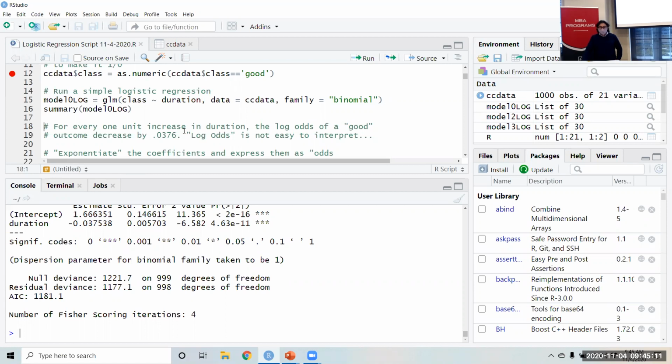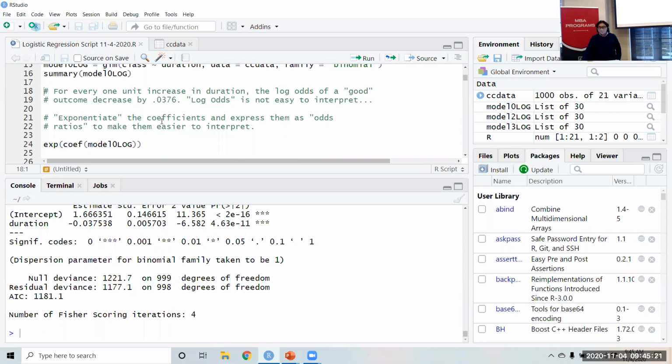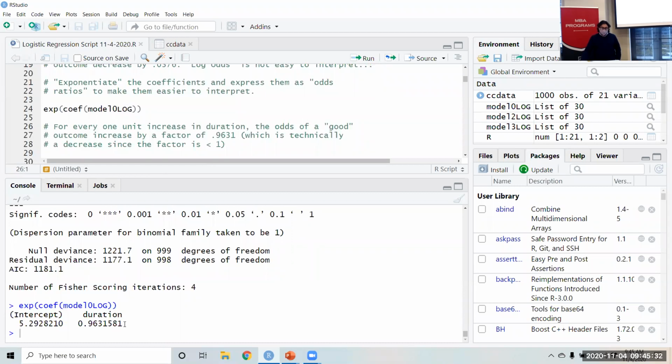So for every 1 unit increase in duration, the log odds of a good outcome decrease by 0.376. But log odds is not easy to interpret. So what are we going to do? We're going to exponentiate the coefficients and express them as odds ratios. So that's what exp means, of the coefficients of model 0 log. So we run this line, and then it tells us, okay, now we have our exponentiated coefficients. And so now our exponentiated coefficient for duration is 0.96.